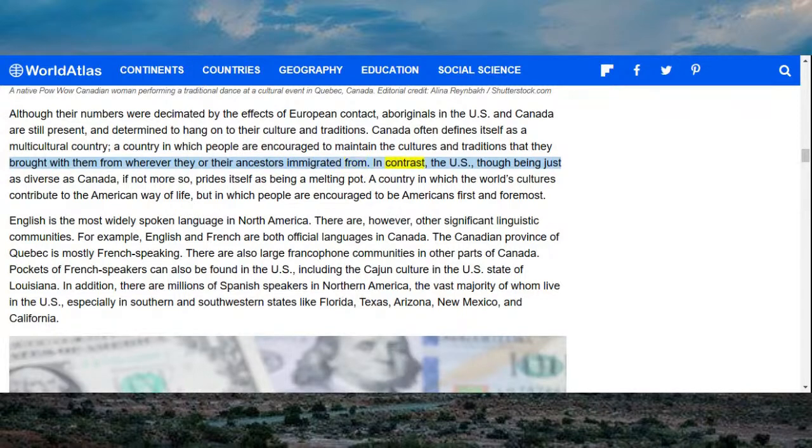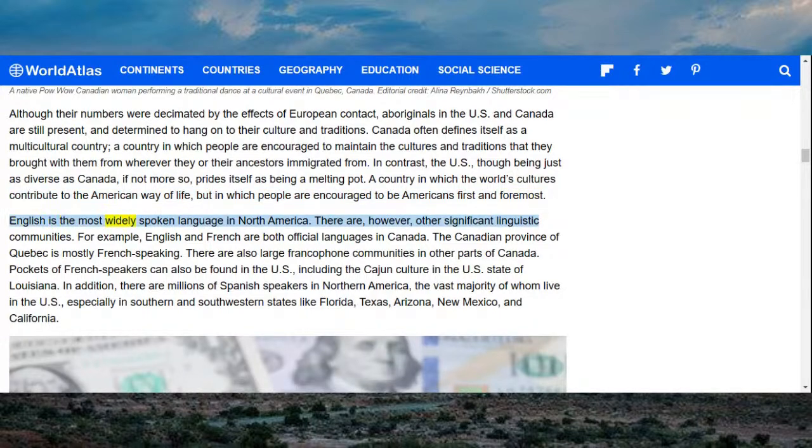In contrast, the US, though being just as diverse as Canada, if not more so, prides itself as being a melting pot. A country in which the world's cultures contribute to the American way of life, but in which people are encouraged to be Americans first and foremost.